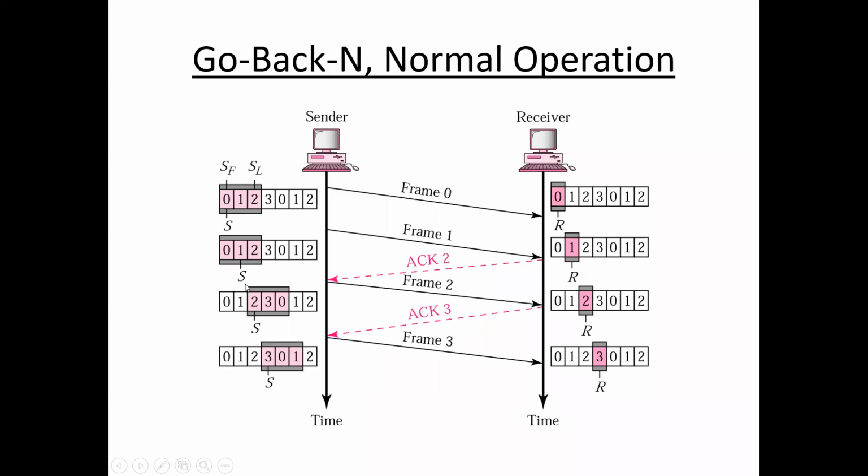Here sender got the acknowledgement for frame 0 and frame 1. So here 0 and 1 are completed. So window moves to next one, 2, 3, 0. Here window slides to next. And next sender sends frame 3. See here, sender got the acknowledgement ACK3, that is frame 2. So 2 is also completed. So slide the window. So this is go back N normal operation.